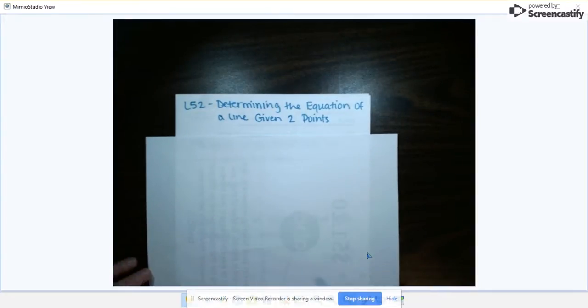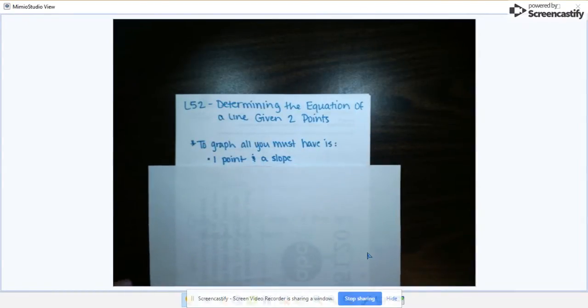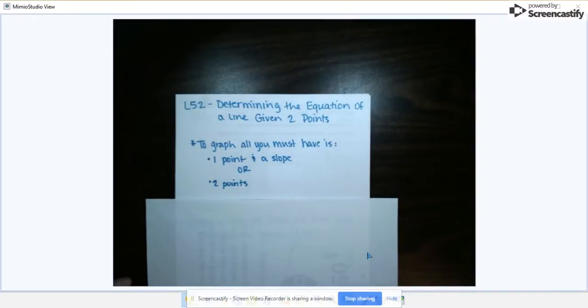Hola. We're going to look at determining the equation when we're given 2 points or a point and a slope. So in order to graph our line, here's two different scenarios.